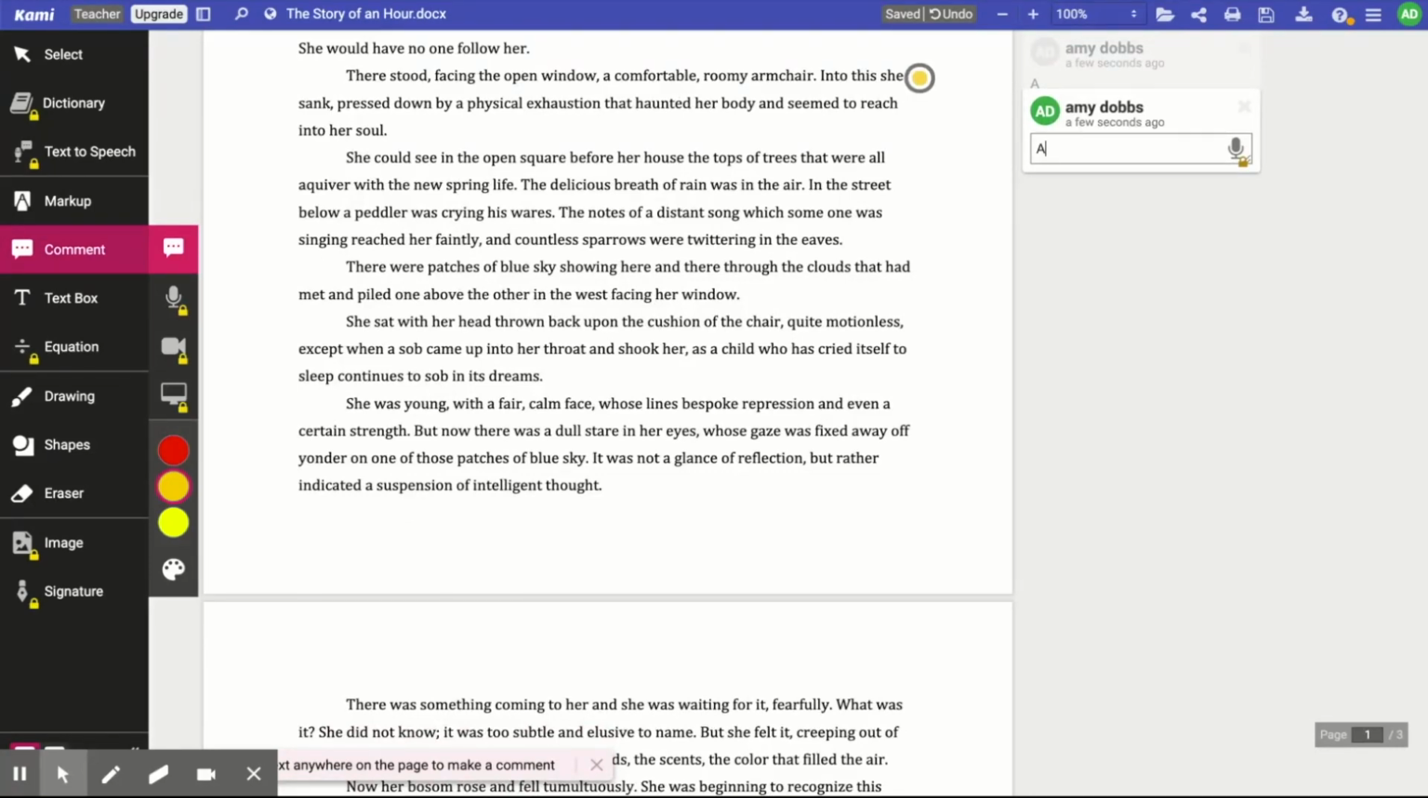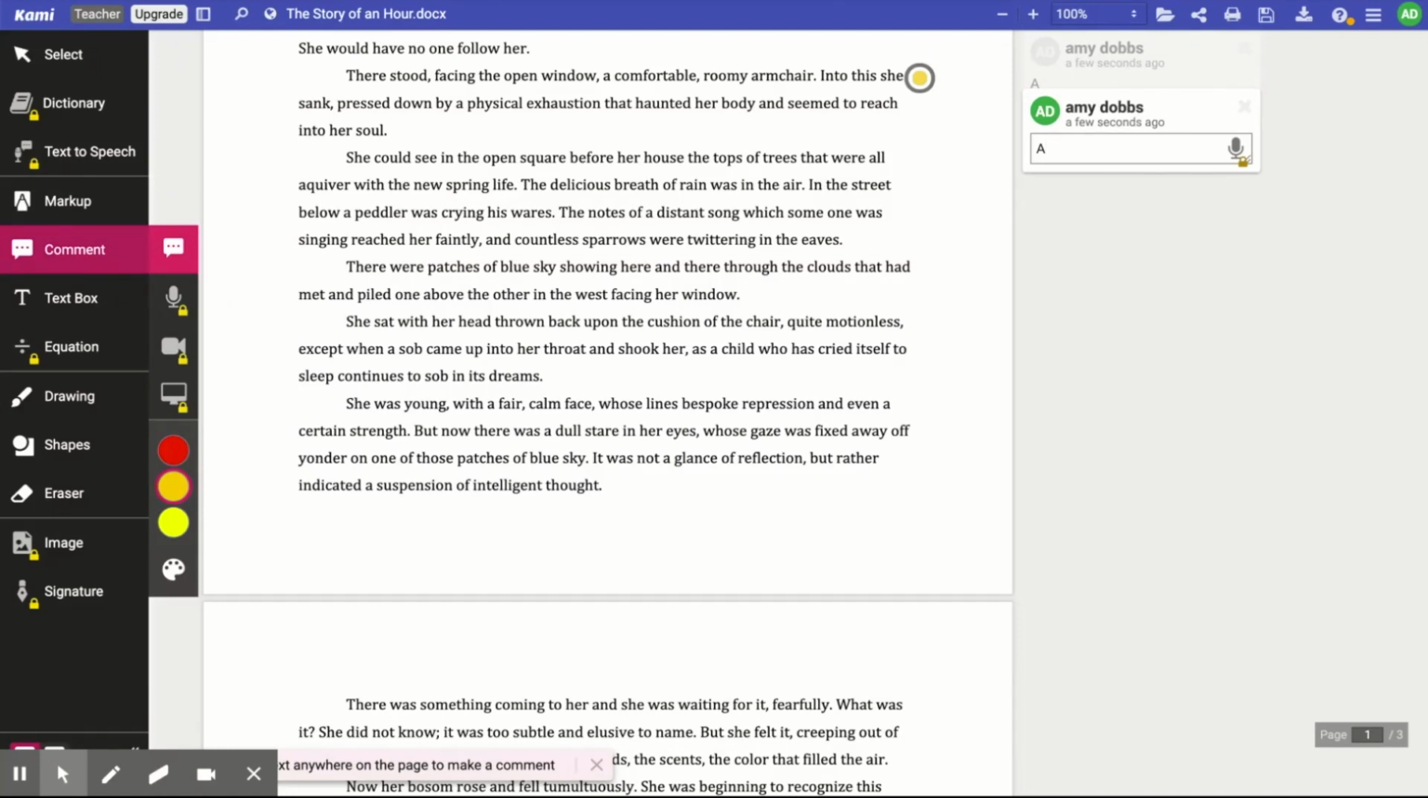So she could see the open square before her house, the tops of trees that were all aquiver with the new spring life. I will point out that she is still, everything else is moving. Let's see. The delicious breath of rain was in the air. In the street below, a peddler was crying his wares, the notes of a distant song which someone was singing reaching her faintly, and countless sparrows were twittering in the eaves. Notice this is what she's looking at again.